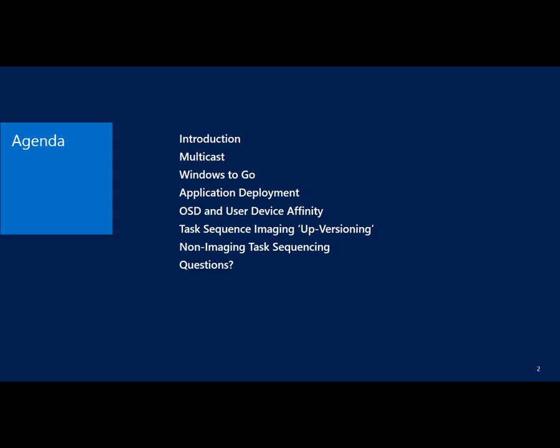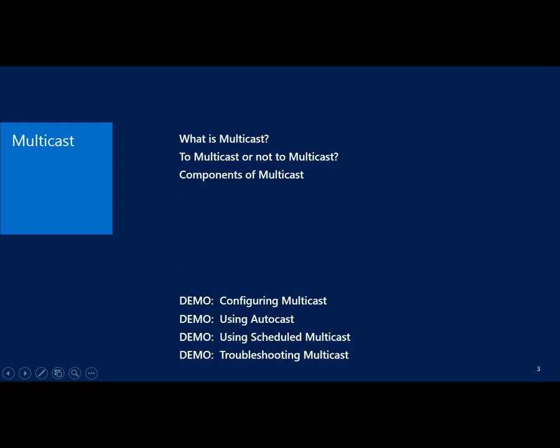So here we're going to talk about Multicast, Windows to Go, and do a little bit of discussion about application deployment. Won't spend a lot of time there, but just to call it out. Then we'll talk about user device affinity. These bottom ones are going to be more or less along the lines of discussion points. And again, we'll spend most of our time on the first two. So let's jump in. Multicasting is a very interesting component that we can actually leverage in the imaging process.